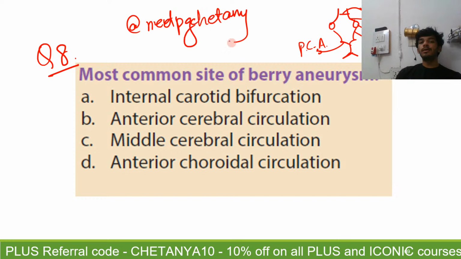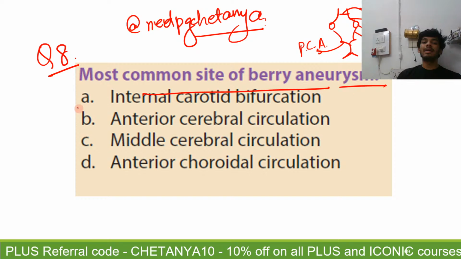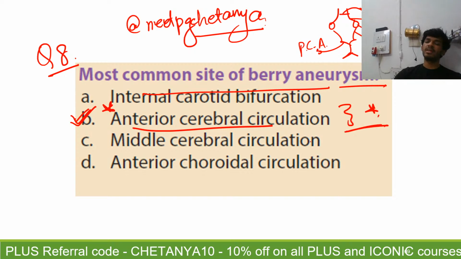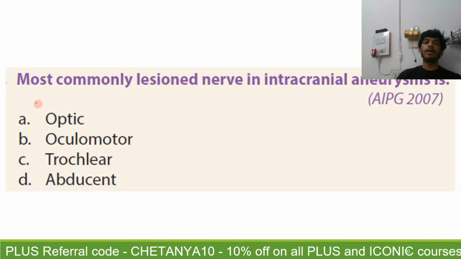The most common site of the berry aneurysm is the anterior cerebral circulation. The answer is B, anterior cerebral circulation. About 45 to 65% of all berry aneurysms are in the anterior communicating artery itself. So yes, this is right. Good guess, Fezzi. They are abnormal dilatations, small, and they rupture and cause subarachnoid hemorrhage.